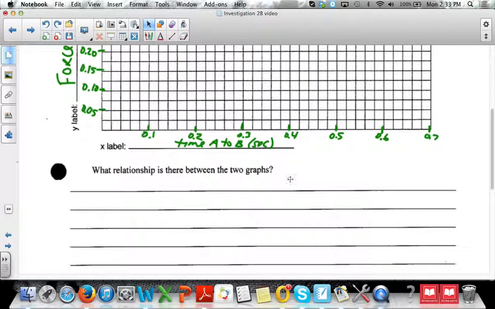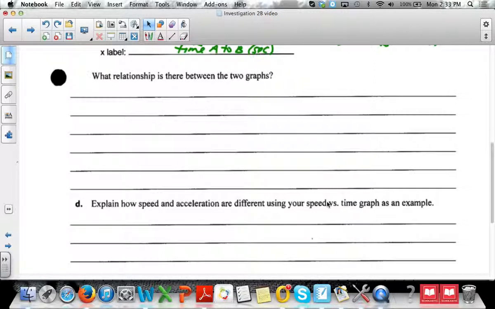Alright, and then there's the relationship bit. I want you to see what you think about that. And then explain how speed and acceleration are different. That will come from those questions where we calculated the acceleration using the speed. That'll help you figure out the difference between them.